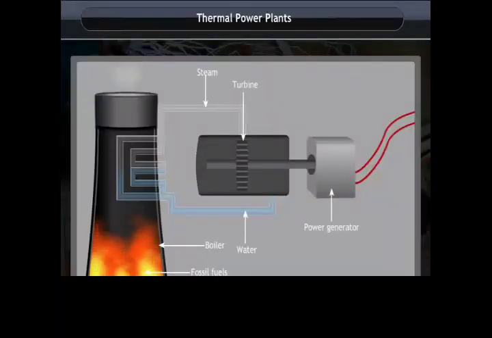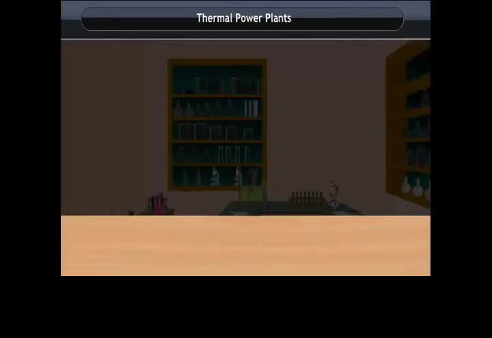Thermal power plants. The heat energy produced by burning fossil fuels like coal, petroleum or natural gas is used to heat water and change it into steam, which rotates the turbines of generators to produce electricity. Let us demonstrate the thermal plant.